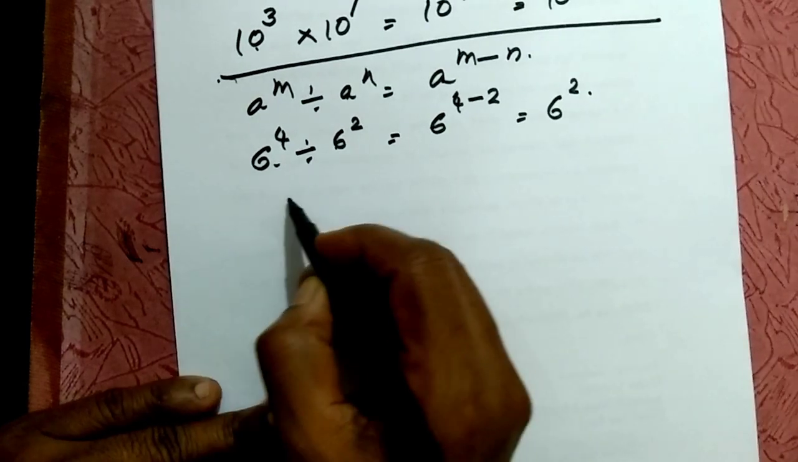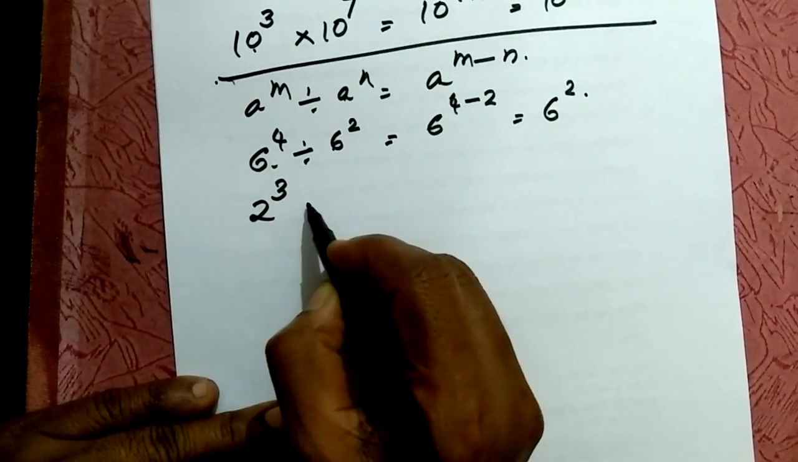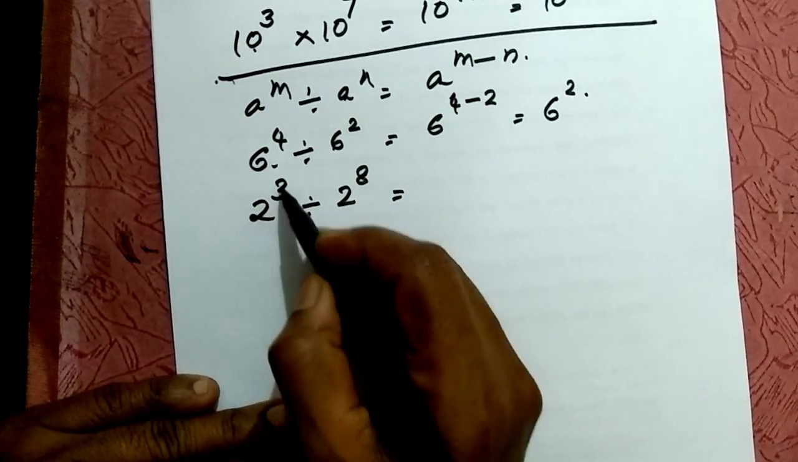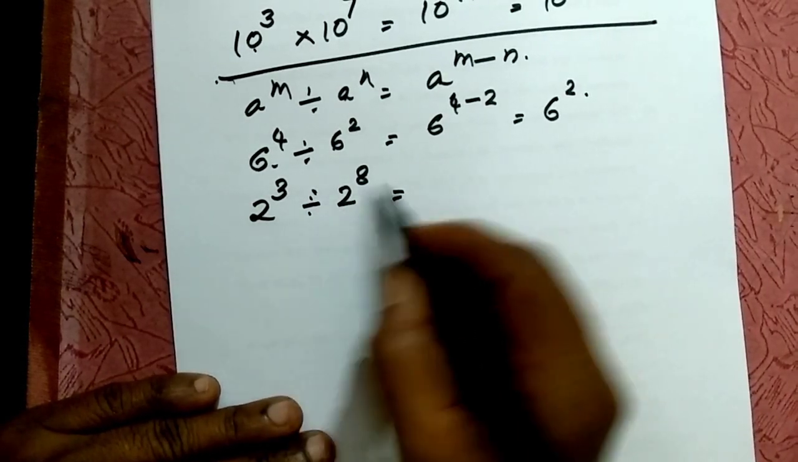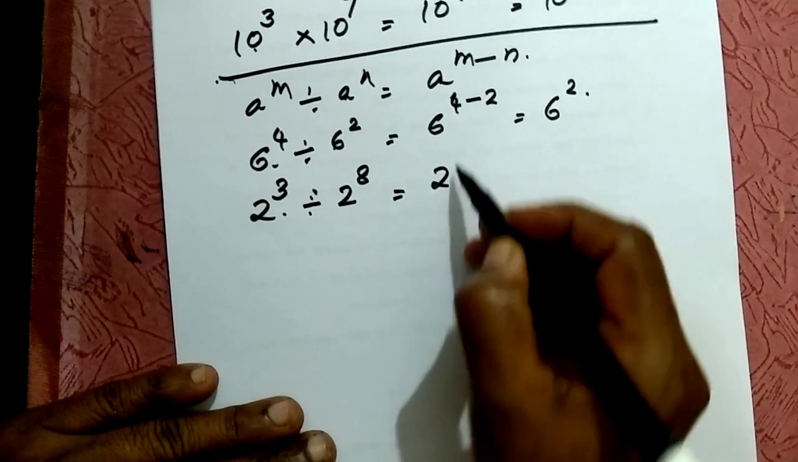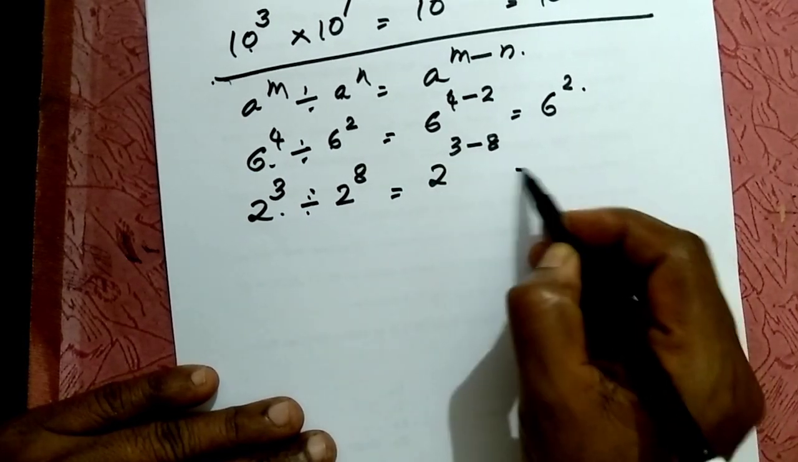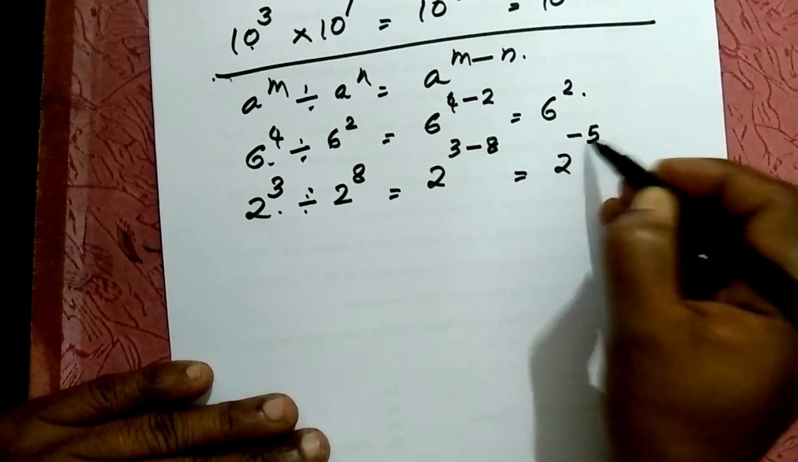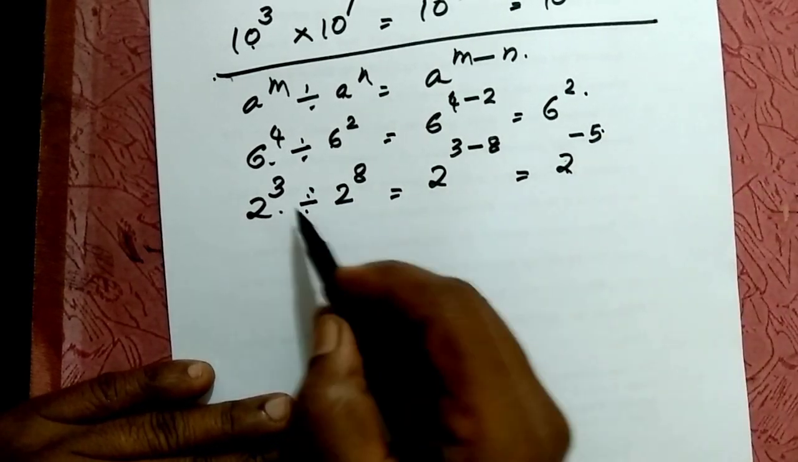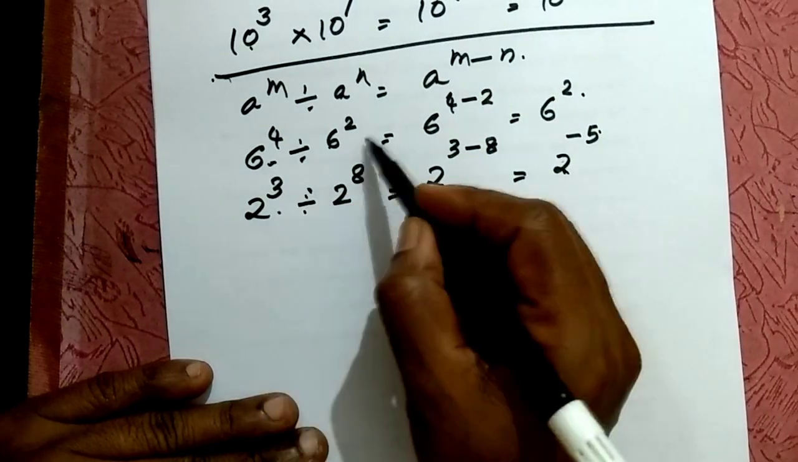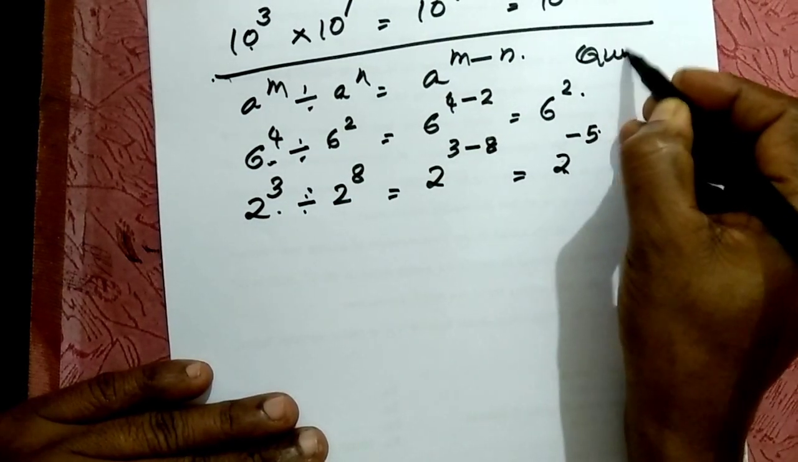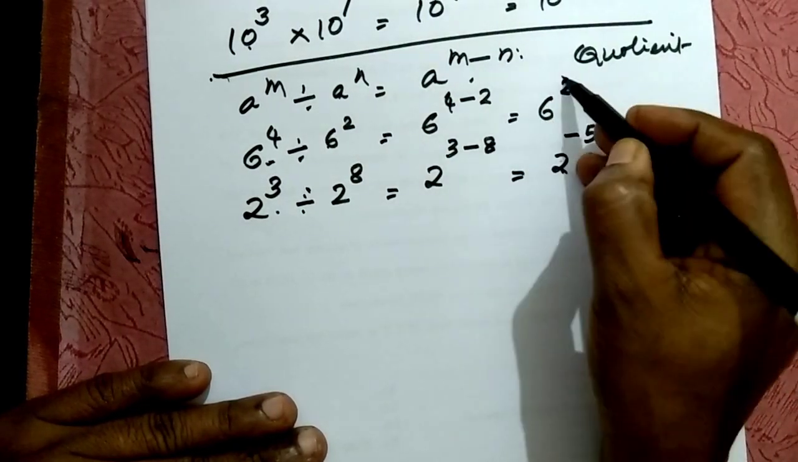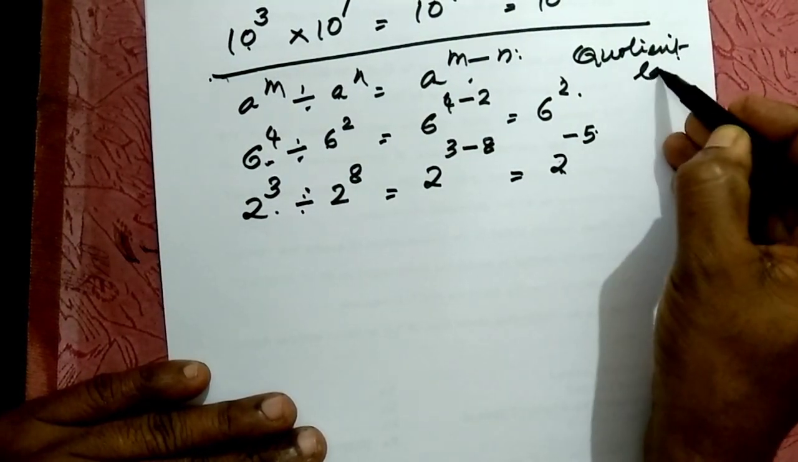Then 2 raised to 3 divided by 2 raised to 8. That is same base, 2 raised to 3 minus 8. What is 3 minus 8? 3 minus 8 is minus 5, so 2 raised to minus 5. Here we applied the quotient law. It is a raised to m divided by a raised to n is equal to a raised to m minus n.